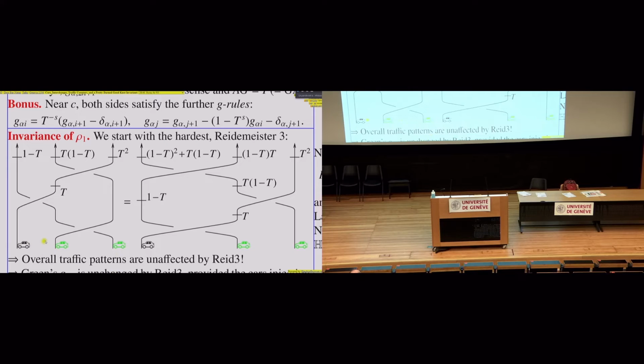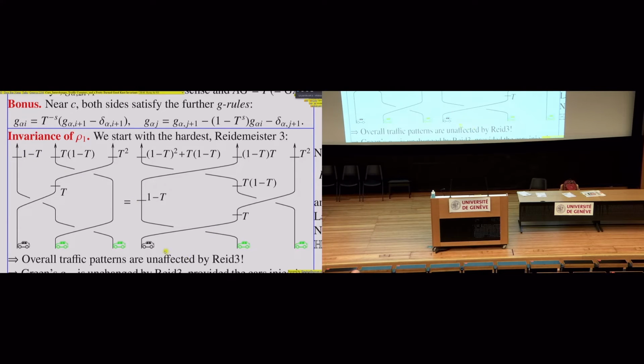So first of all, let's observe that if you inject a car at the bottom left of a Reidemeister 3 move, either on the left-hand side or on the right-hand side of the move, the distribution of how it will come out is independent of whether you're on the left or on the right. So basically, if you inject the car here, then with probability 1 minus t, it will drop and come out here. So the counter here reads 1 minus t.